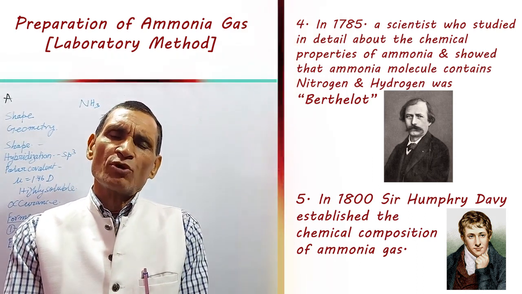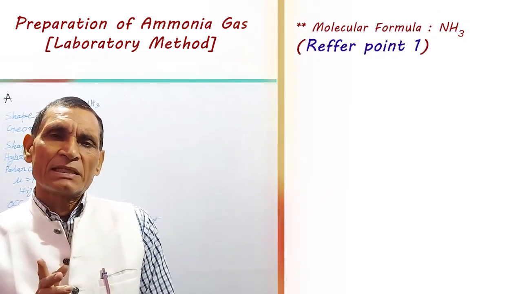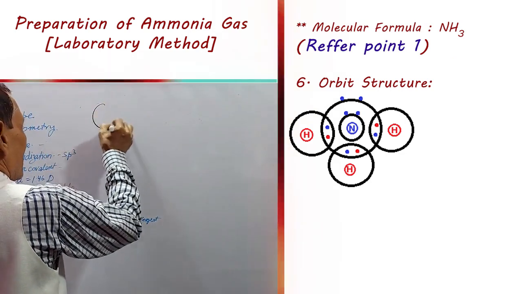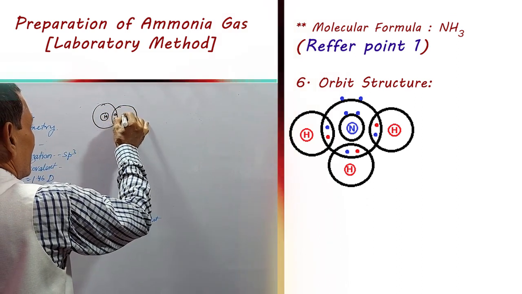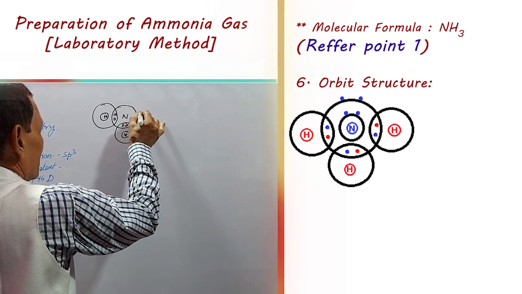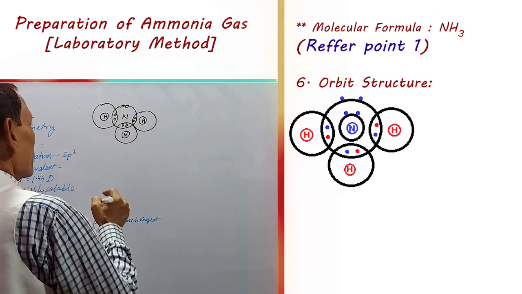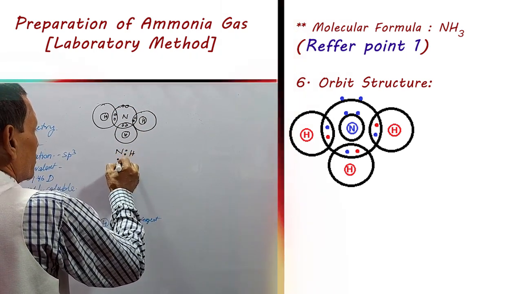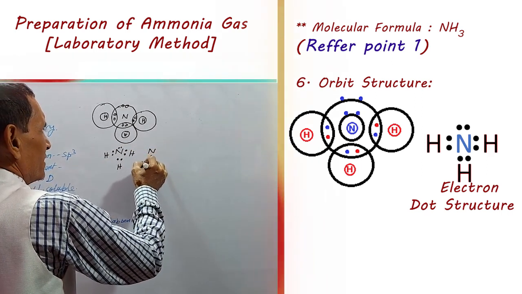Now, another important point about ammonia: its molecular formula is NH3, and its orbital structure is like this. One hydrogen atom is combining with the nitrogen atom, another hydrogen atom is combining with the nitrogen atom, and a third hydrogen atom is combining with the nitrogen atom, and there is one lone pair of electrons. Its electron dot structure is like this, and we can write the electron dot structure like this also. Now, the bond structure we can represent like this.